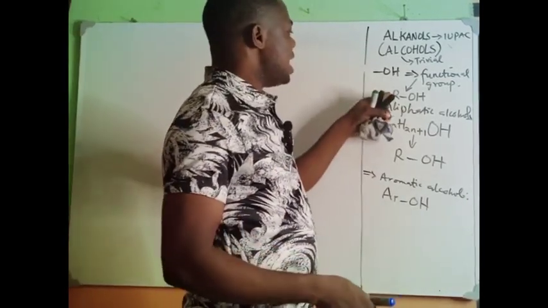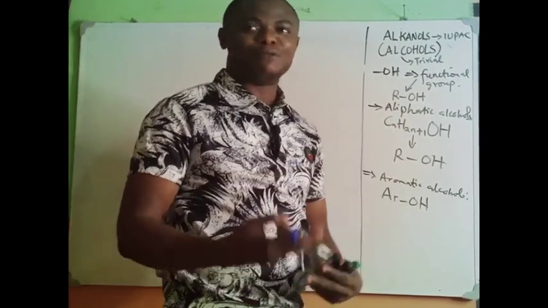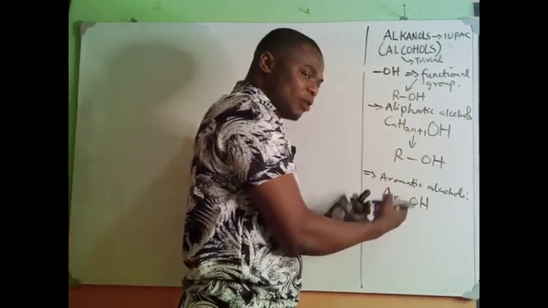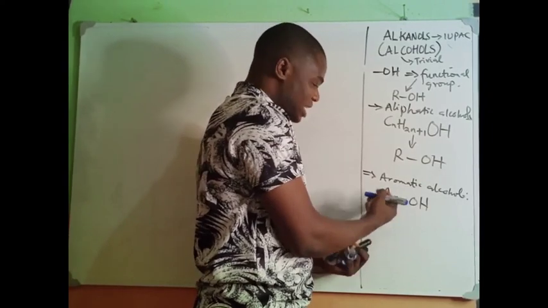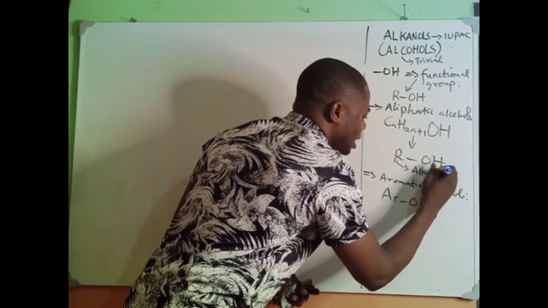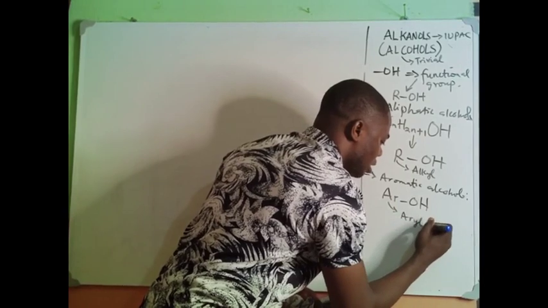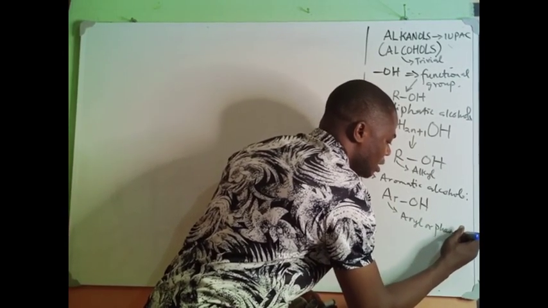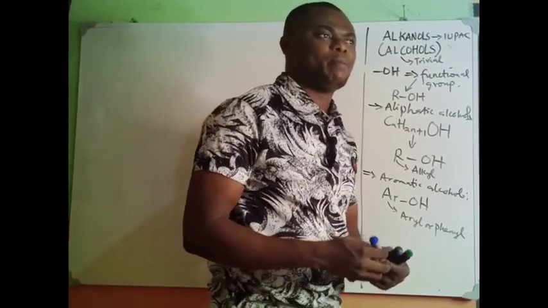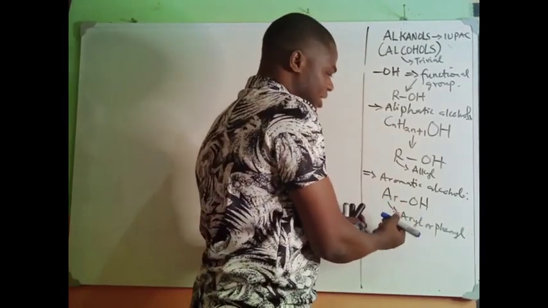Of course, R here stands for the alkyl group, that is a group gotten by loss of one hydrogen atom from the parent alkane. While Ar here signifies the aromatic group, which stands for aryl or phenyl. And phenyl is a group gotten by the loss of one hydrogen atom from the parent benzene. So it is acting as a radical here.